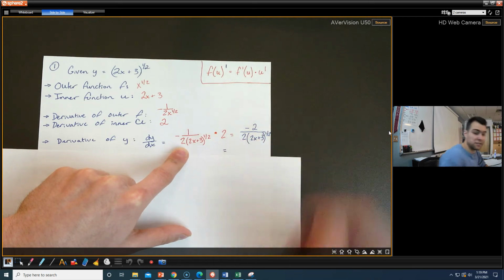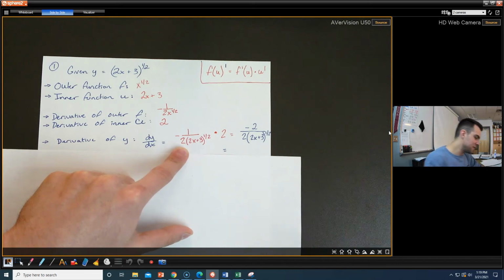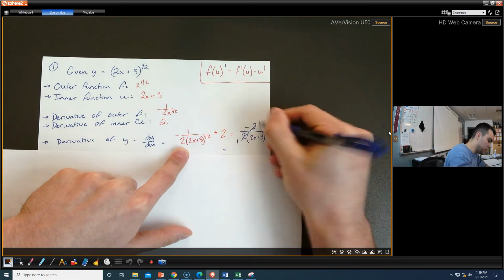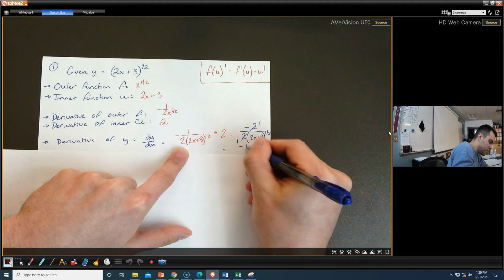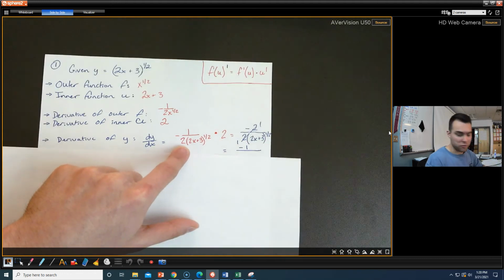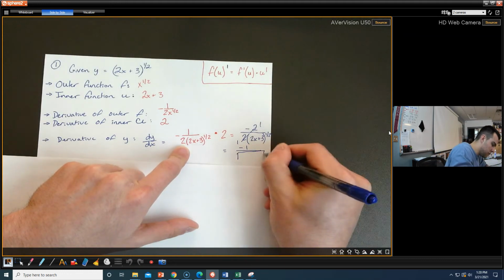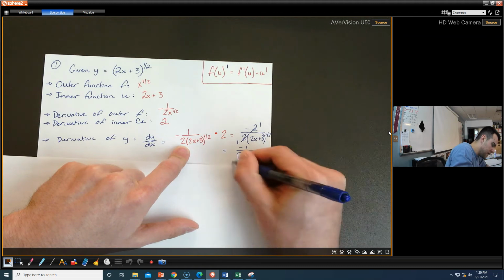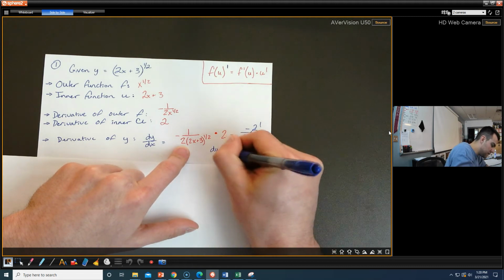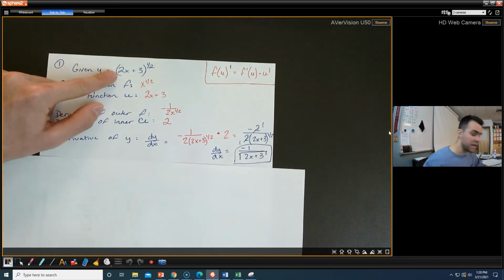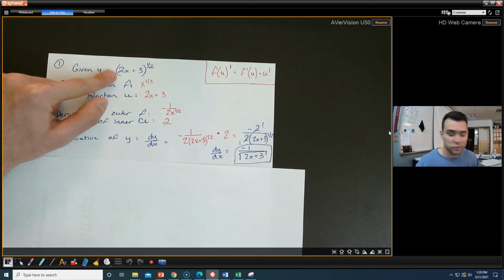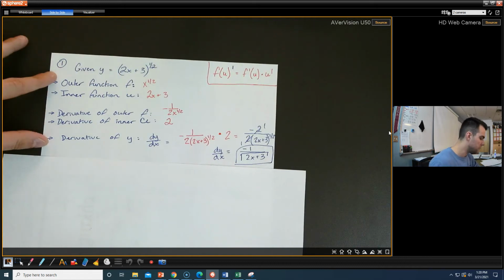And yes, we can simplify that further. These guys can cancel to 1 over 1. So this is negative 1 over, and I'll do the square root this time, the square root of 2x plus 3. And that would be the derivative of this guy up here. Who would have thought? The chain rule would know what we meant by that, okay?